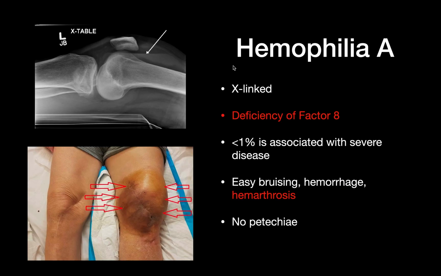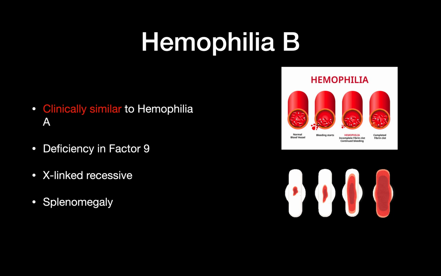Hemophilia A is X-linked. It's going to really affect major joints, and it's a deficiency of the factor 8 of the intrinsic clotting pathway, and it's characterized by the hemarthrosis, so blood in the joints. There are no petechiae. Hemophilia B has very similar clinical symptoms, and there is only a deficiency in factor 9 instead of factor 8. And there can be splenomegaly and heavy menstruation. So that's it for now.